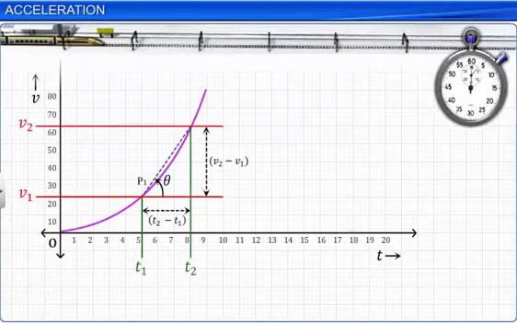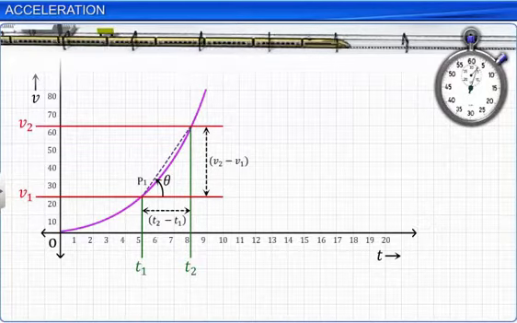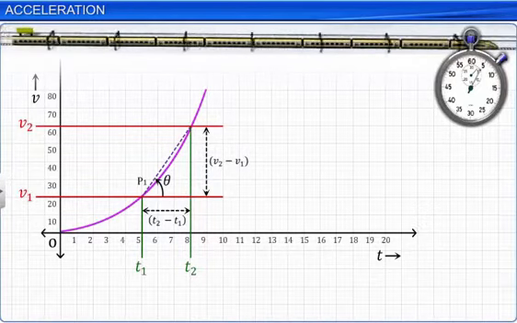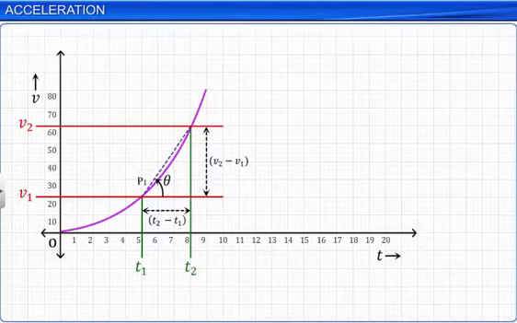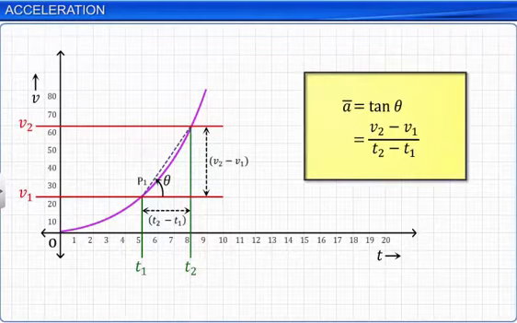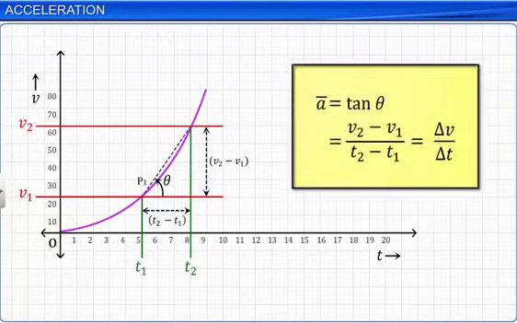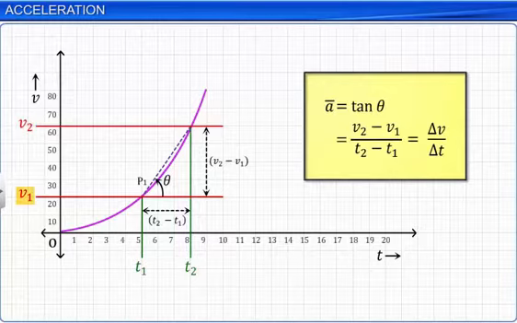Now, in this graph you can see that velocity is plotted against time interval. So with respect to time there is a change in velocity. At time t1 the velocity was v1 and at time t2 the velocity is v2. So change in velocity along y-axis divided by change in time interval along x-axis gives us an acceleration. And we can also say that slope of a velocity time graph gives us an acceleration. So acceleration a equals v2 minus v1 divided by t2 minus t1, which is equal to delta v by delta t.